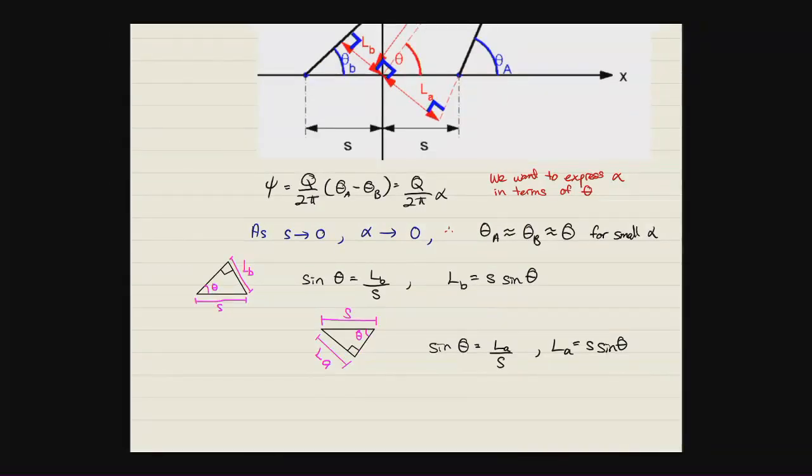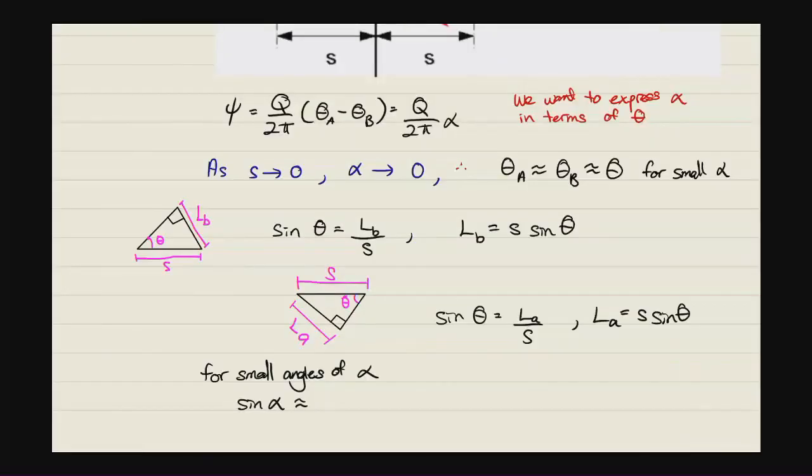Okay, now for small angles of alpha, what can we say about sine alpha? Sine alpha is approximately equal to what? Alpha, very good. So for small angles, sine alpha is approximately equal to alpha.